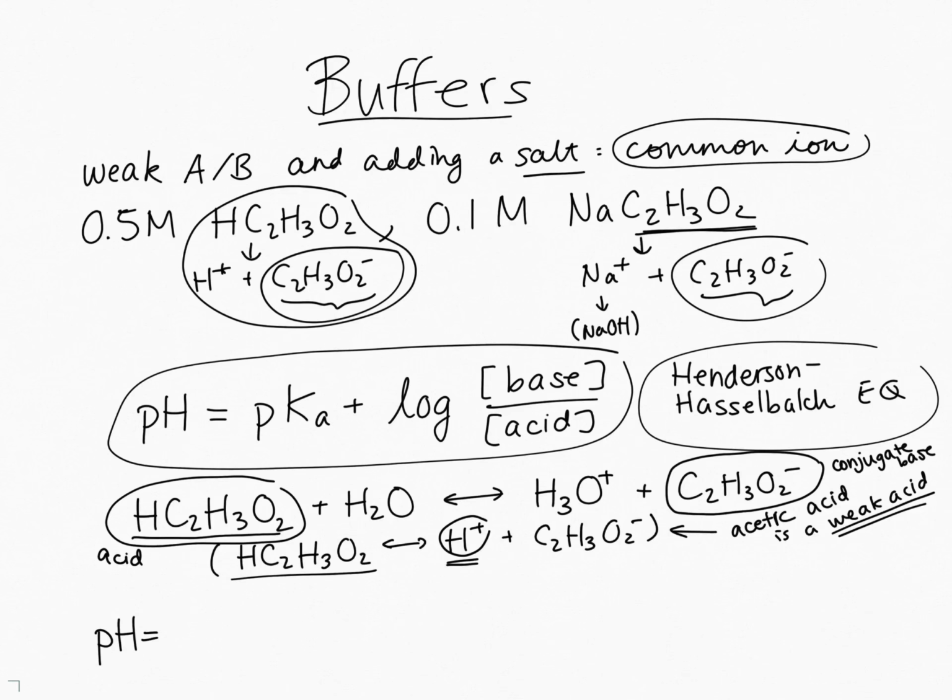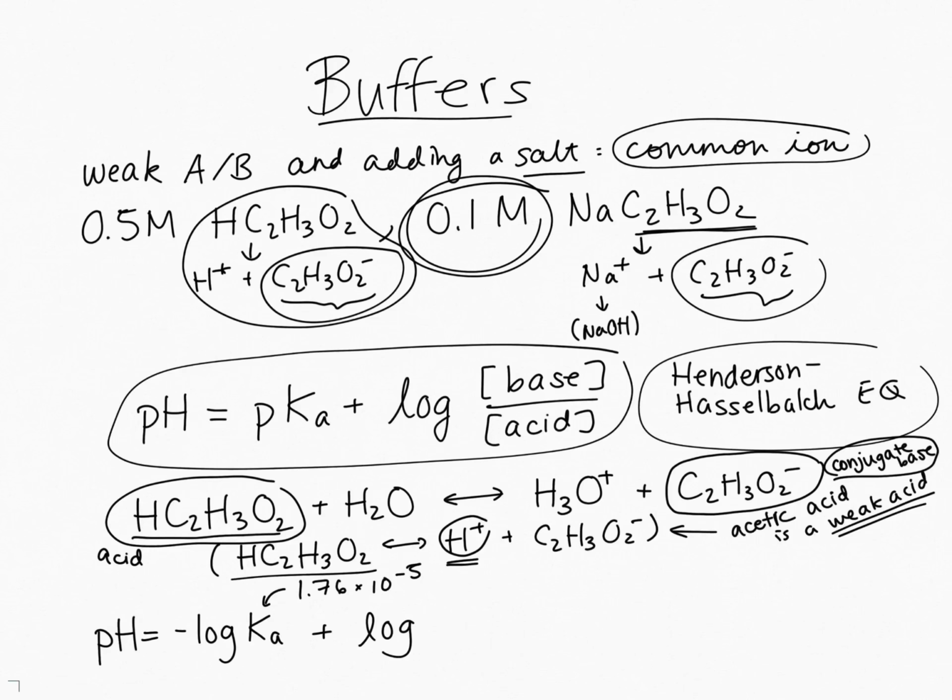So we have pH is equal to pKa, which is just the negative base 10 log of the Ka value, which in our case for acetic acid is going to be 1.76 times 10 to the negative 5, and we're given that perhaps in an equation, plus the log of the concentration of the base. In this case, it's going to be our conjugate base, and that's where our common ion effect comes into play.